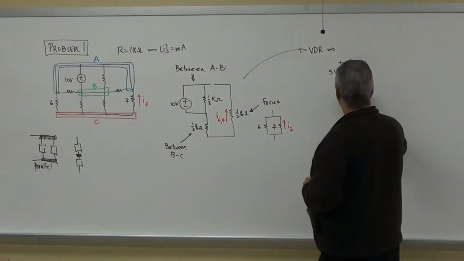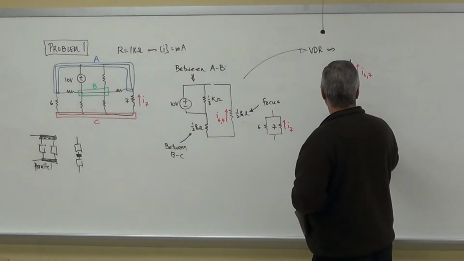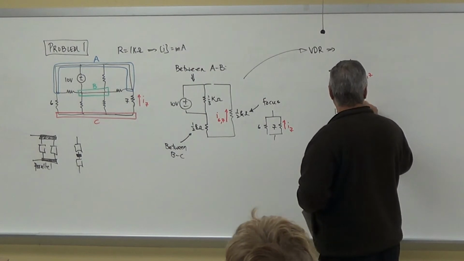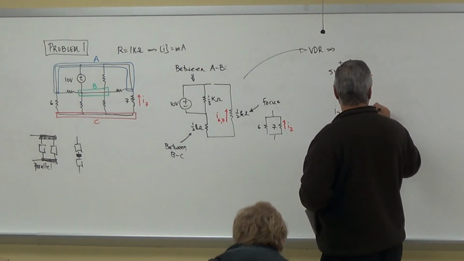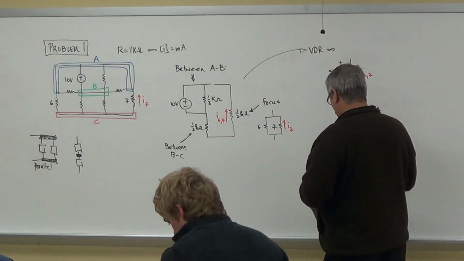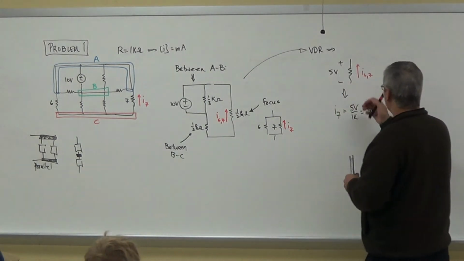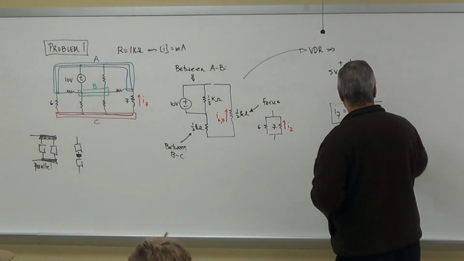So therefore, we could say that the current of 7 is 5 divided by 1K, which gives me 5 milliamps. But of course, we have to give it a minus sign by hand to include that, so there's that.